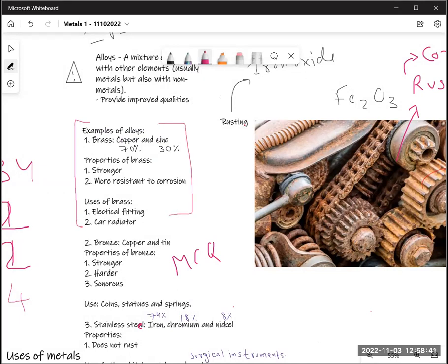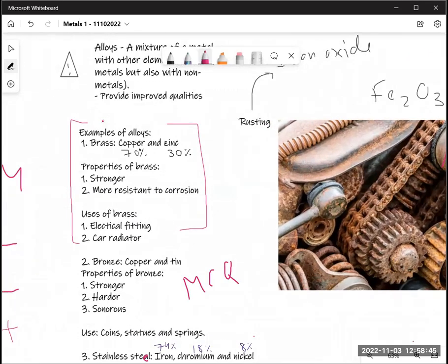Examples of alloys. Brass: copper and zinc. Copper is 70% and zinc is 30%. Properties of brass: stronger, more resistant to corrosion. Uses of brass: electrical fittings and car radiators. Car radiator is basically an example of alloys.